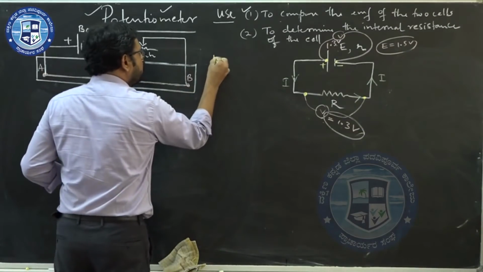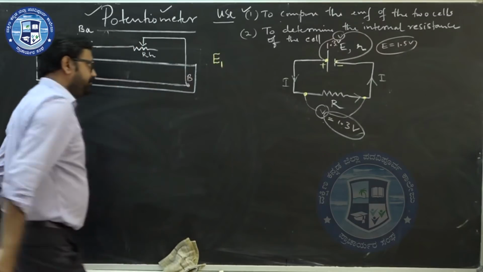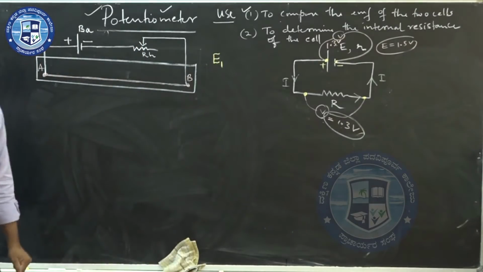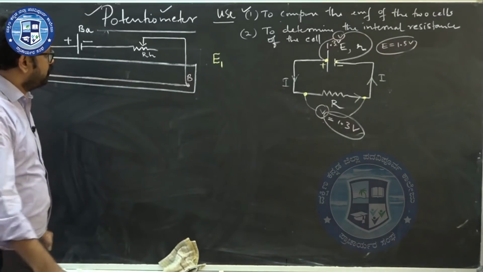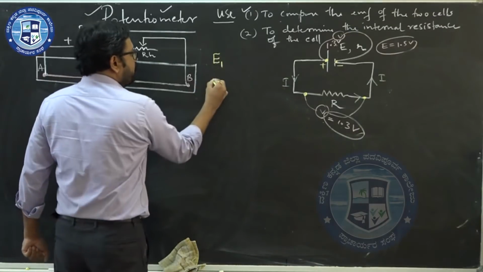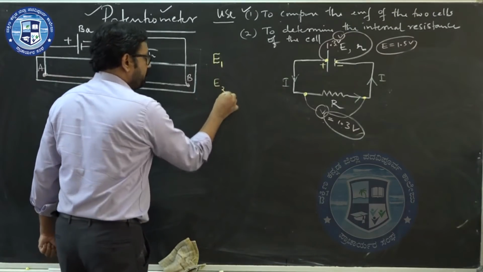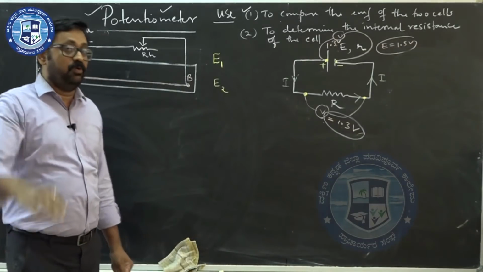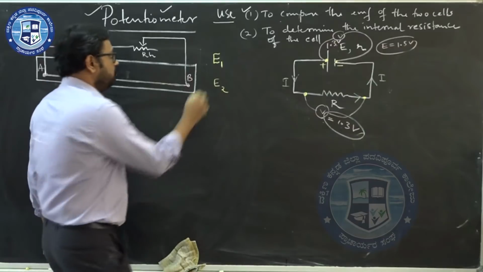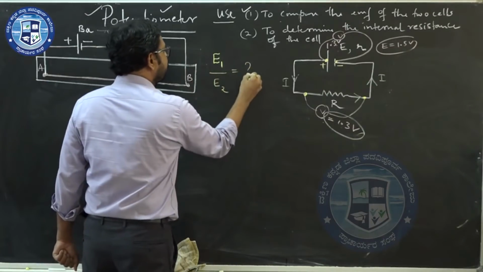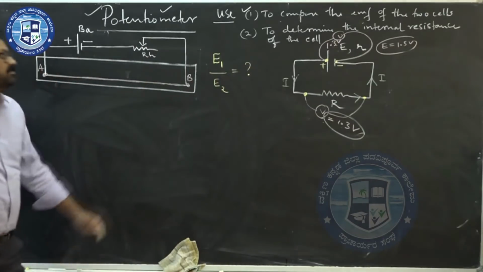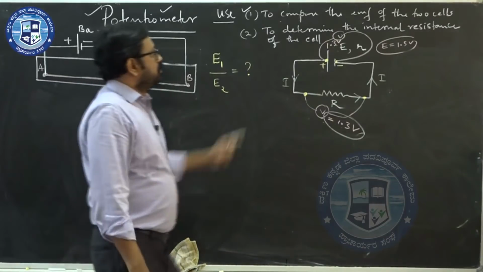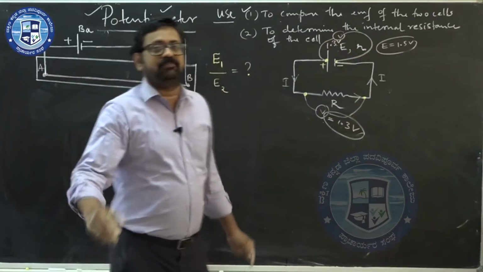You will be given two cells. One is of EMF E1, the other one is of EMF E2. We don't know both of them. I mean to say, we don't know the value of E1 and E2, but you are asked to find out what E1 by E2 is. That is the meaning: to compare the EMF of the two cells.